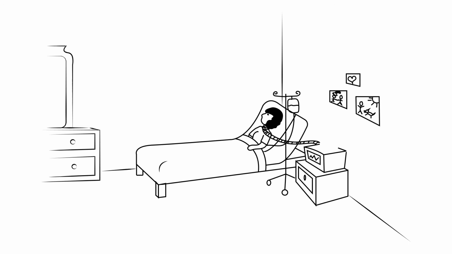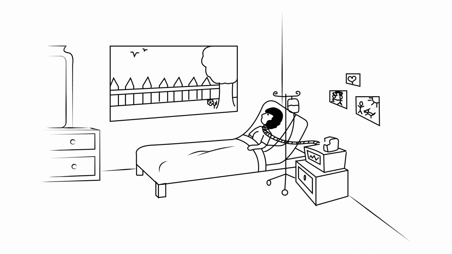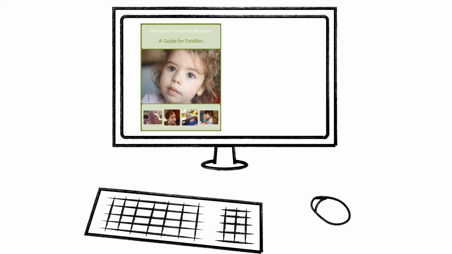For those with severe forms, the chances of survival are limited, and they will need hospital-level care, which can sometimes be delivered at home in what are basically mini ICUs, staffed by knowledgeable parents, sometimes caregivers, and often nurses, 24 hours a day. To help people gain that medical knowledge, there is a guidebook called The Care of Congenital Myopathy, A Guide for Families.